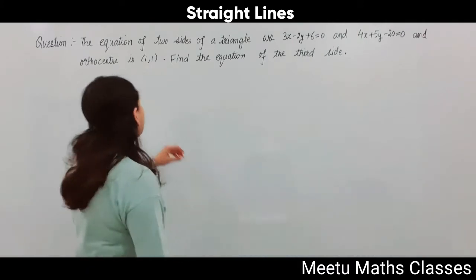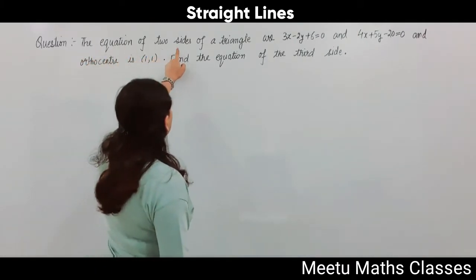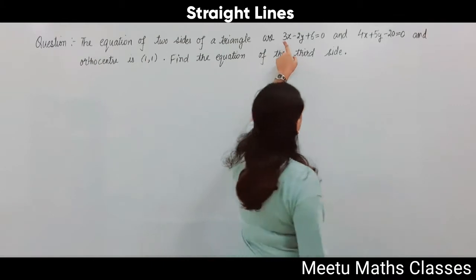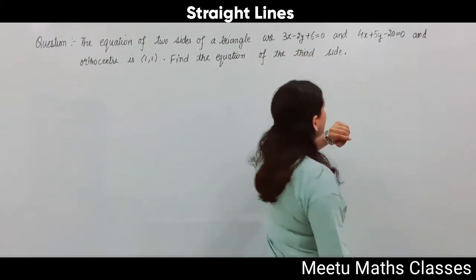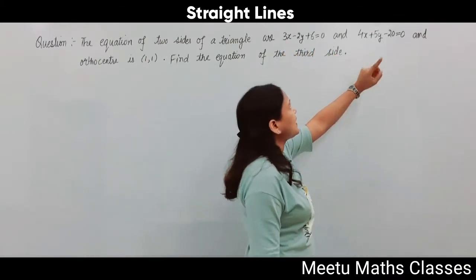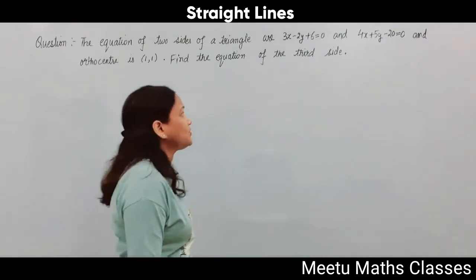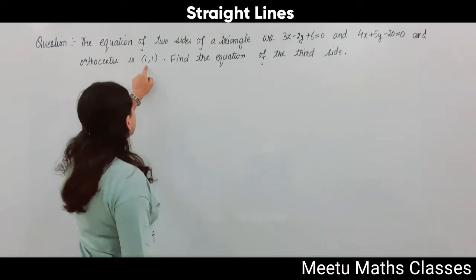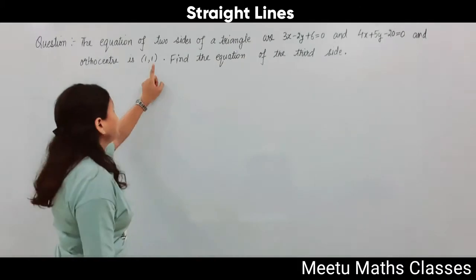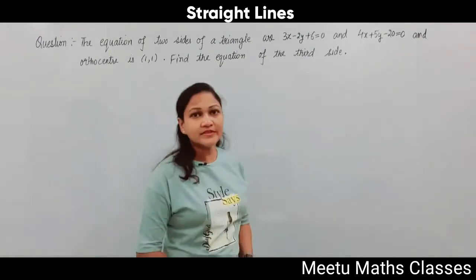Your question is: find the equation of the third side of a triangle, given that two sides are 3x minus 2y plus 6 equals 0 and 4x plus 5y minus 20 equals 0, and the orthocenter is (1, 1).